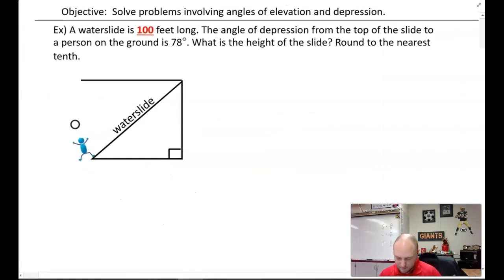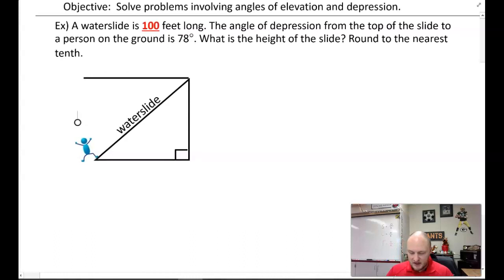All right, next example. Here they say a water slide is 100 feet long. The angle of depression from the top of the slide to the person on the ground is 78 degrees. What is the height of the water slide? Well, they give us this image here. The water slide's 100 feet long, so that's this distance. The angle of depression from the top of the slide to the person on the ground is 78 degrees. So they're telling us this here is 78.